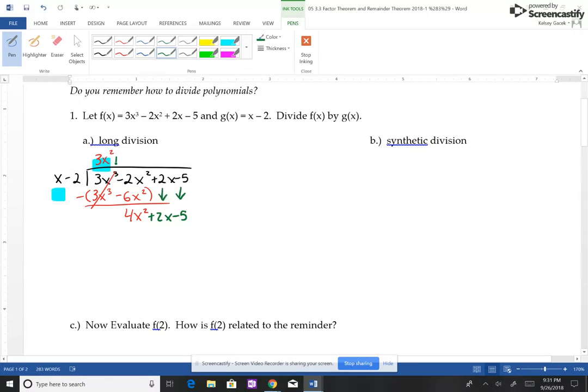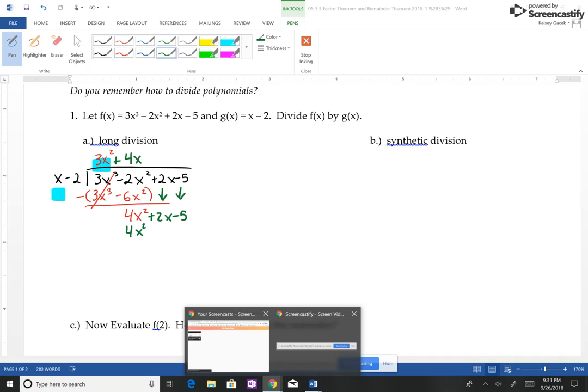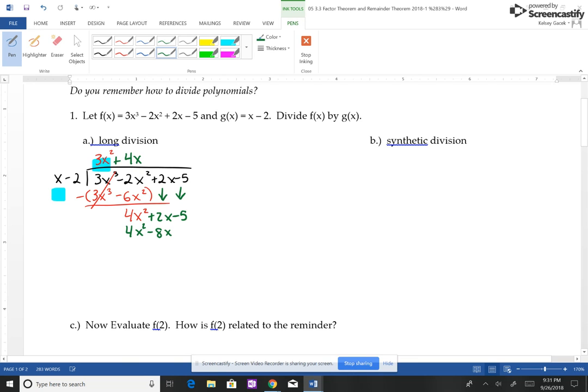I know that if I multiply 4x times x, that's going to get me 4x squared. If I multiply 4x by negative 2, that's going to equal negative 8x. And again, I'm going to subtract that entire thing. This equals 0. 2x minus a negative 8x is a positive 10x. Bring down my minus 5.